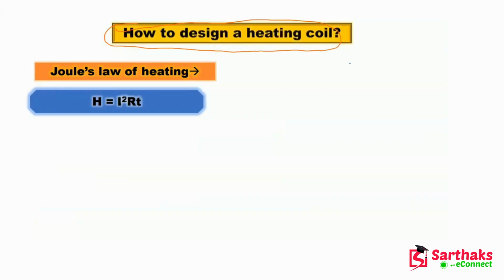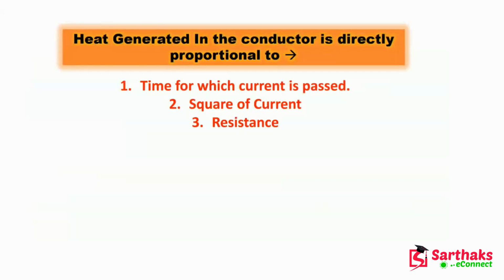So basically guys, we know that H is equal to I square RT. Now we just did its derivation and we know how we got this formula. This is known as Joule's law of heating. This was identified by Joule, so that's why it is known as Joule's law of heating. I hope guys you get this point. Now, let me write this formula again. H is equal to I square RT.